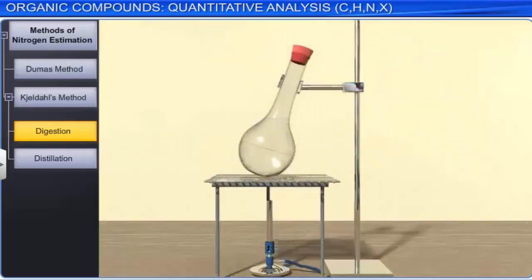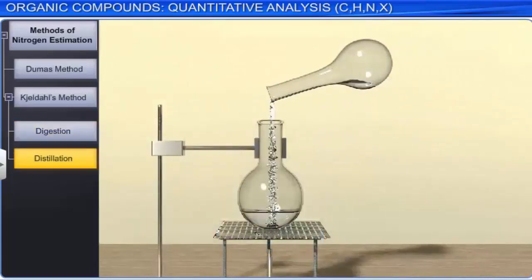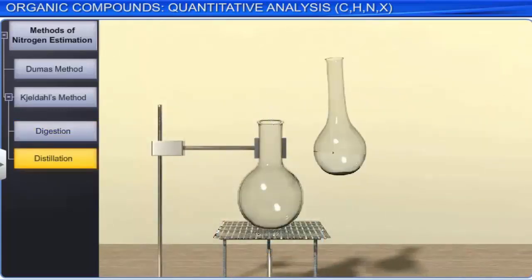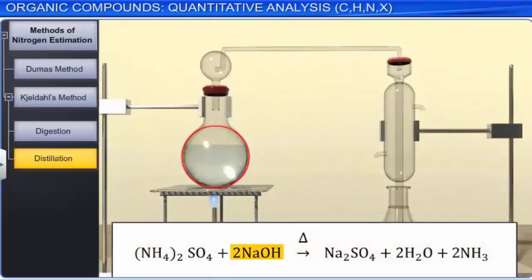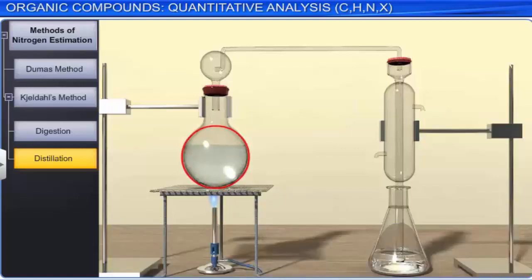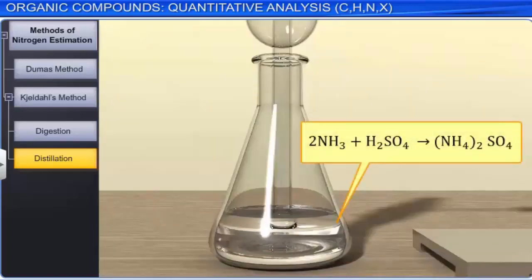Now, the contents of the flask are cooled and transferred into a distillation flask and heated with concentrated sodium hydroxide to liberate ammonia gas. This is the distillation stage. The ammonia produced in this process is absorbed in a known volume of excess of standard solution of sulfuric acid. Therefore, the amount of ammonia produced can be determined by estimating the amount of sulfuric acid consumed in the reaction.